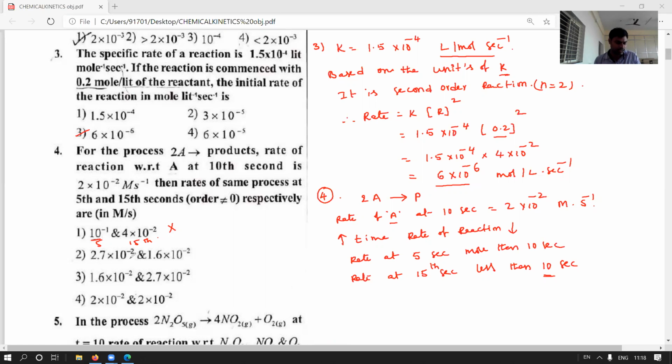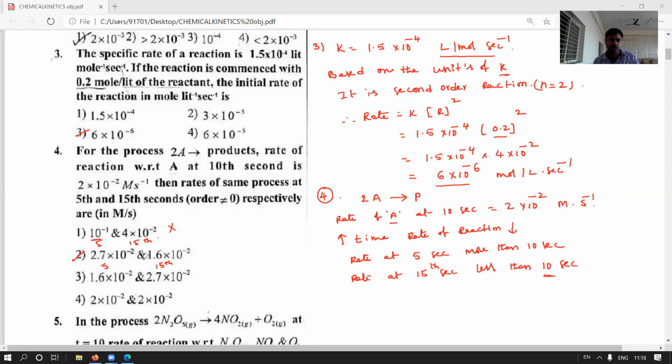The second option is: the rate at 5 seconds, 2.1 into 10 to the power of minus 2, is more than 2 into 10 to the power of minus 2, and the rate at 15 seconds should be less, meaning 1.6 into 10 to the power of minus 2, which is less than 2 into 10 to the power of minus 2. So the correct answer is 2. So according to the options only we need to check.